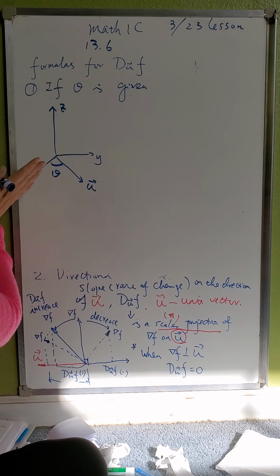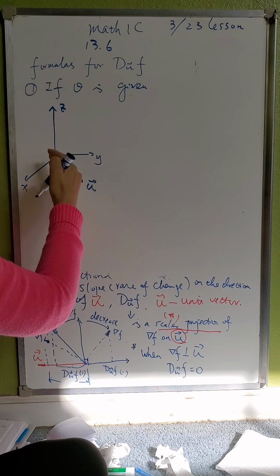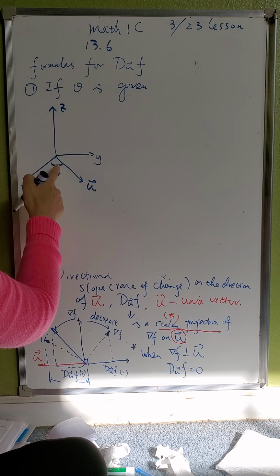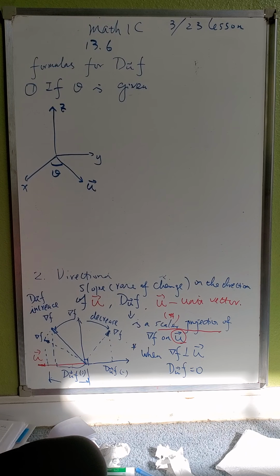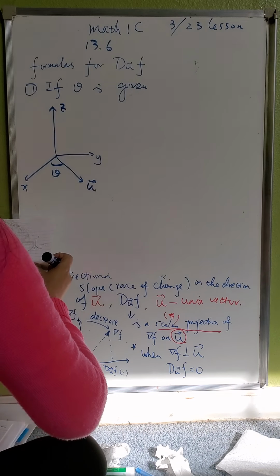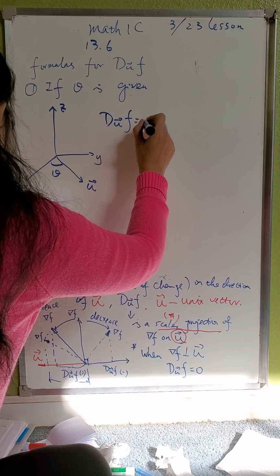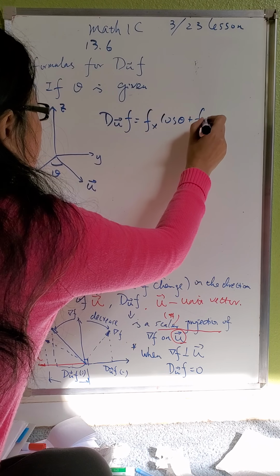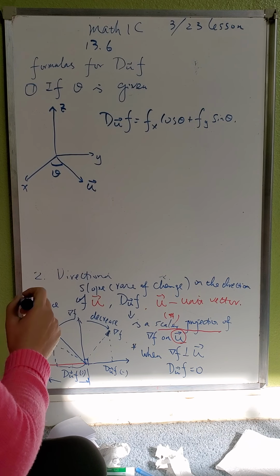So theta is the angle between this direction and x, projected on the xy plane, and that creates this theta. So if theta is given, the formula will be the directional derivative equals f_x cosine theta plus f_y sine theta. So that's number one.